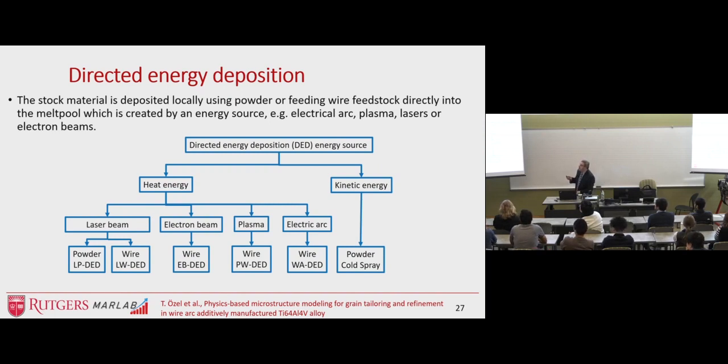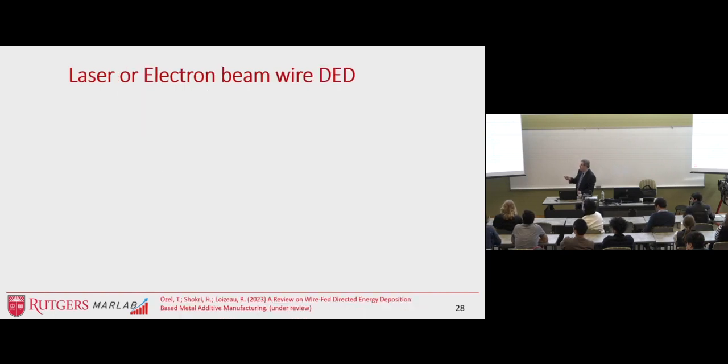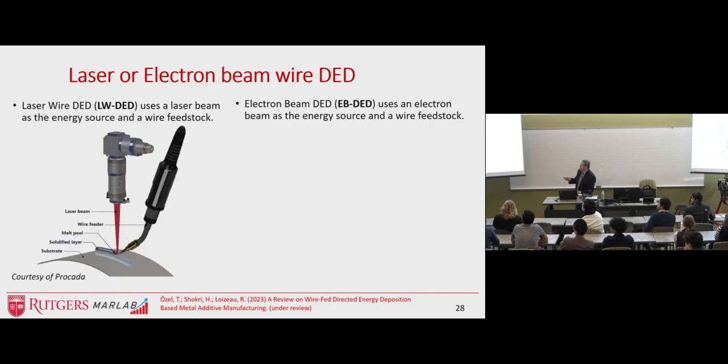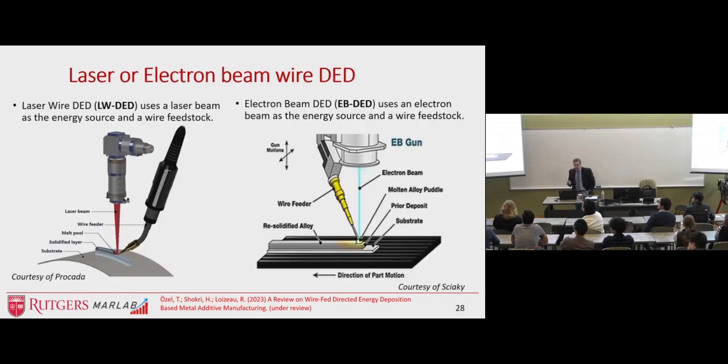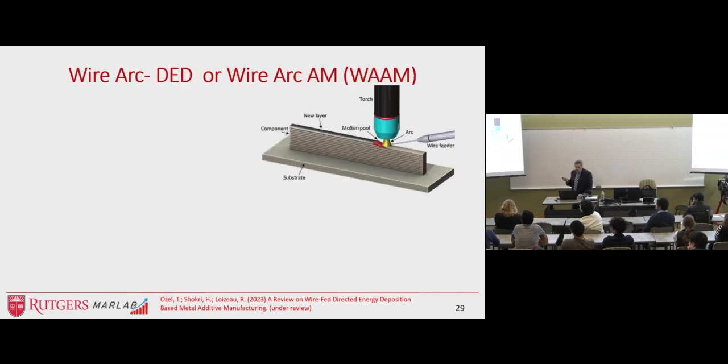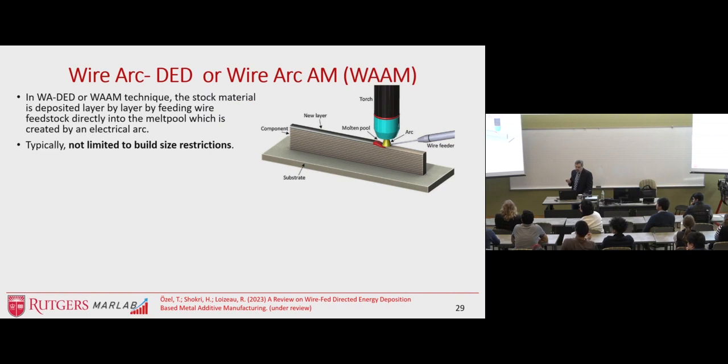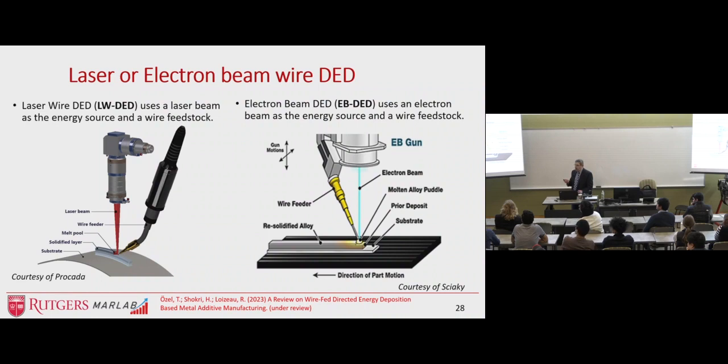Let's look at the directed energy deposition field. In this case, we're interested in wire arc directed energy deposition. So we can do wire feedstock, either laser or electron beam wire directed energy deposition, or we can actually do wire arc directed energy deposition. All three of them have a big advantage over powder bed fusion.